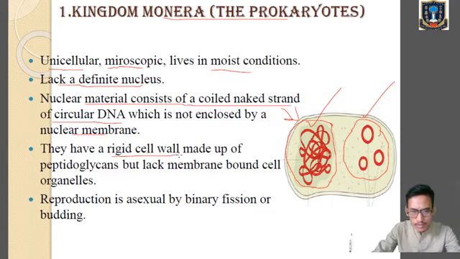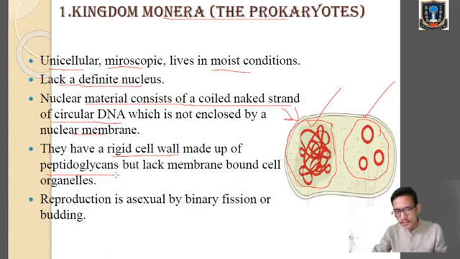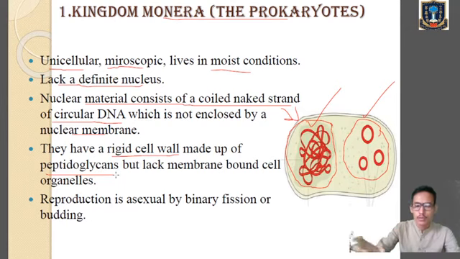Next, the cell wall is rigid, meaning hard. The cell wall is made up of peptidoglycans. Generally, the fungal cell wall is made up of chitin, in plant cells the cell wall is made up of cellulose, and in animal cells it is absent. But in Monerans, the cell wall is made up of peptidoglycans. Peptidoglycan is a polymer of sugar and amino acids, and amino acids are the building blocks of proteins.